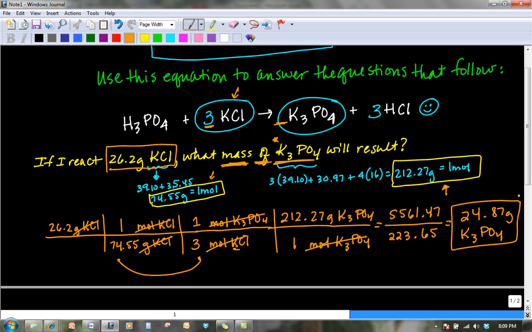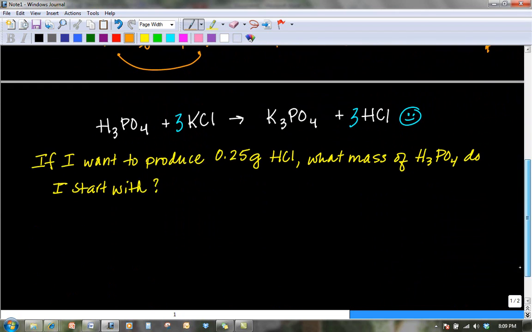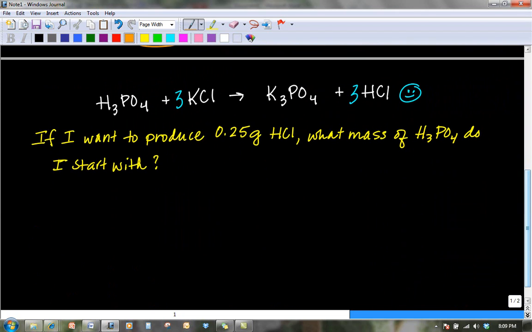So what this means is, in this reaction, if I react 26.2 grams of potassium chloride with enough hydrogen phosphate, my yield, or my theoretical yield of potassium phosphate, should be 24.87 grams, as long as nothing goes wrong in my experiment. So that is your answer for this problem. Let's take a look at the next problem.